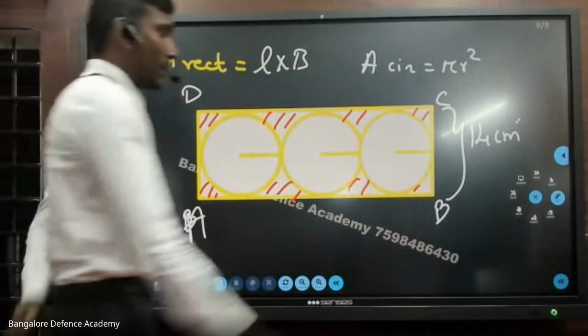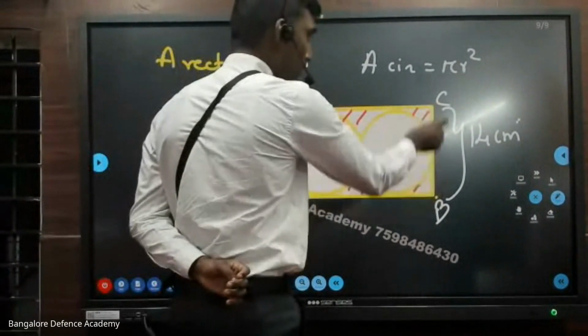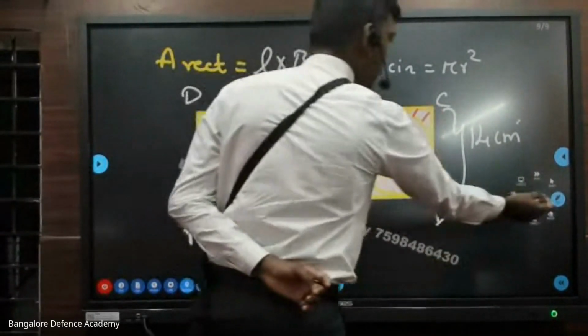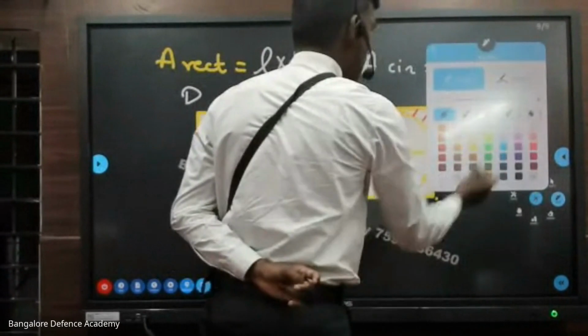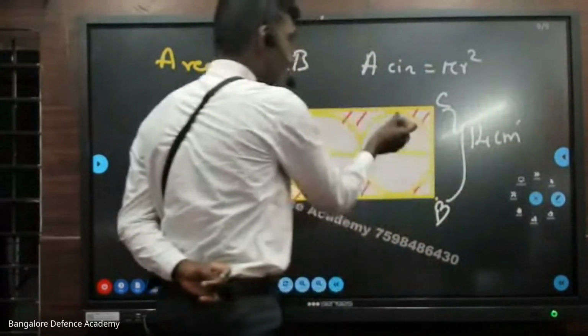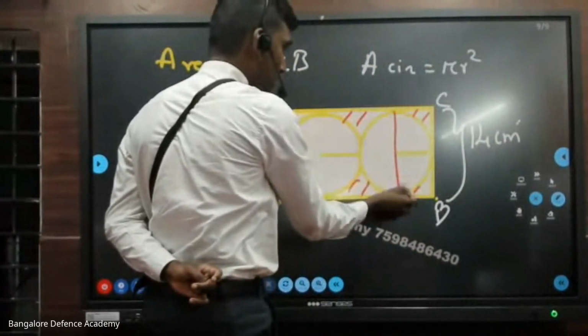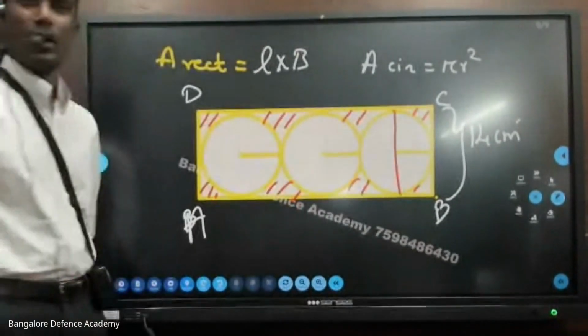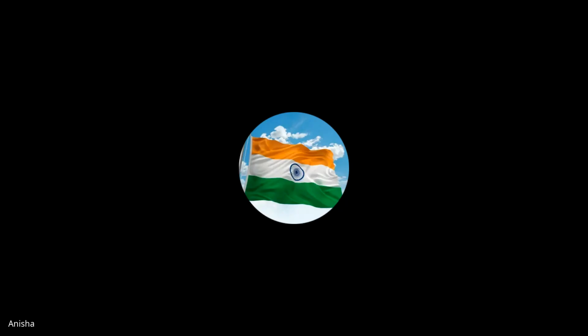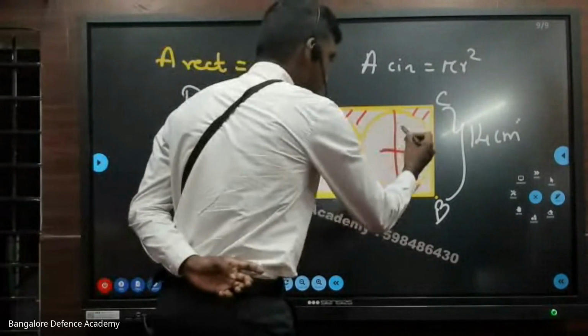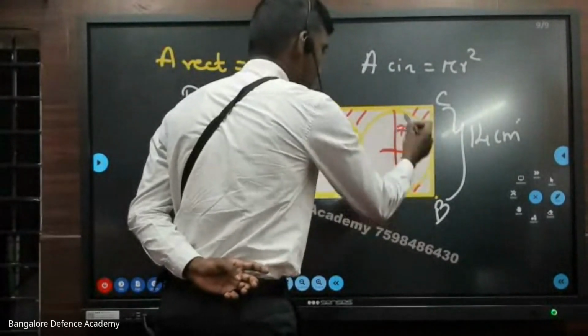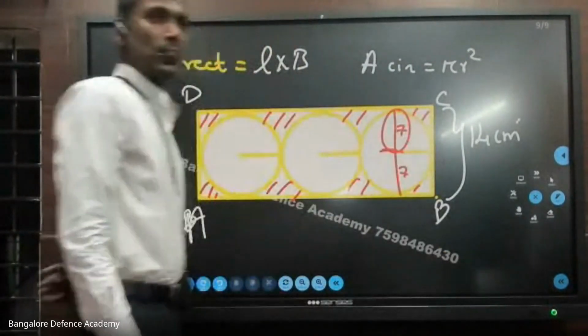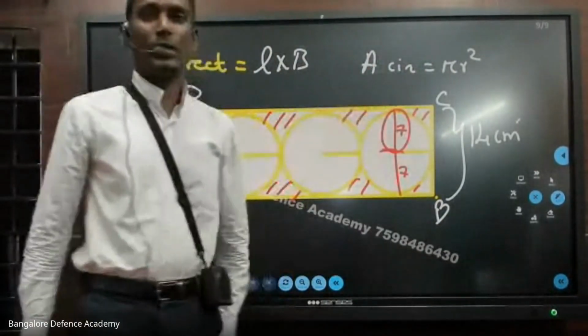Now look at this. I have given you BC. What is the length of BC? 14. That means if I draw a line from here to here, how much is this? 14. So if I take half of this, I get 7 this, 7 this. So what is this 7 here? Radius. Did you get the radius of the circle?